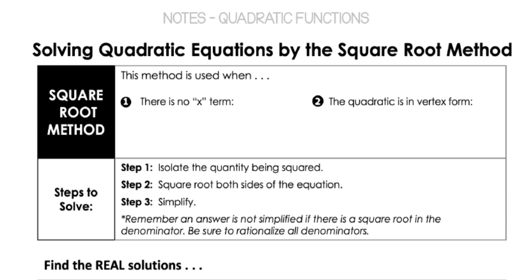Welcome back. Today we are going through lesson 4.6, which is all about solving quadratic equations using square roots. So when we've solved before, we've factored, but solving by the square root method is something we use when there's no x term in our equation. So we have the x squared part and we have a constant of some sort, but there's no x term in there. We can also use this anytime the quadratic is in vertex form.